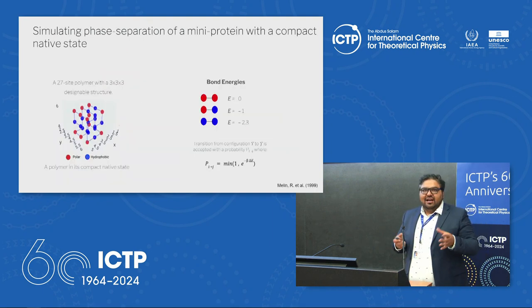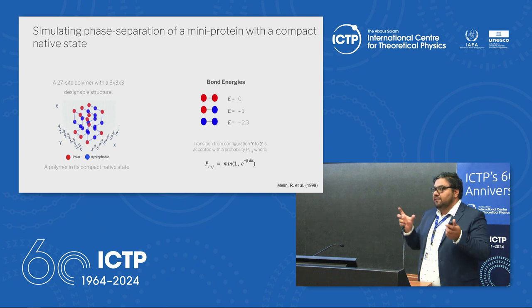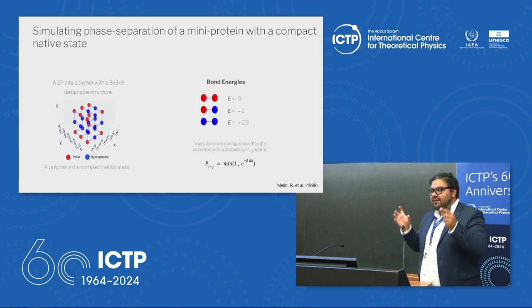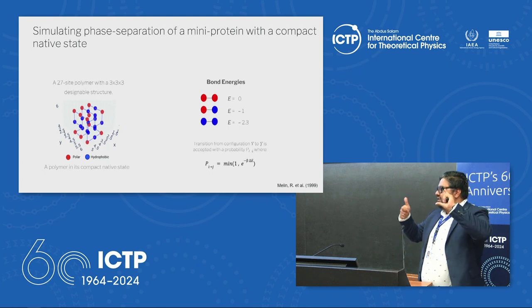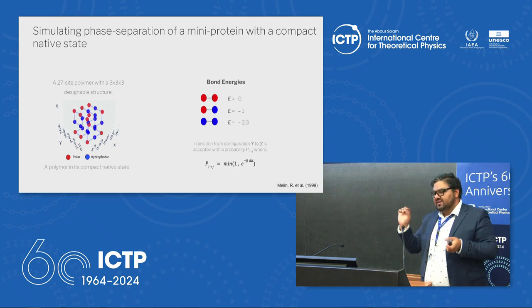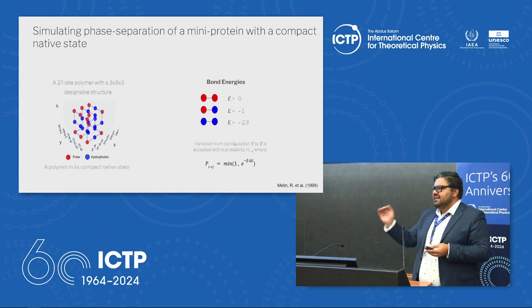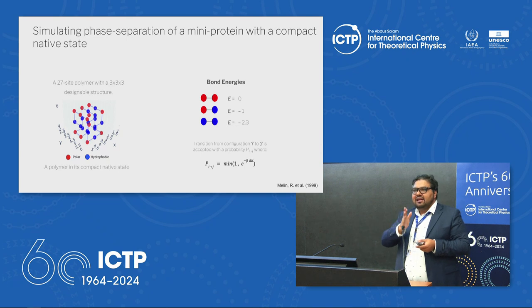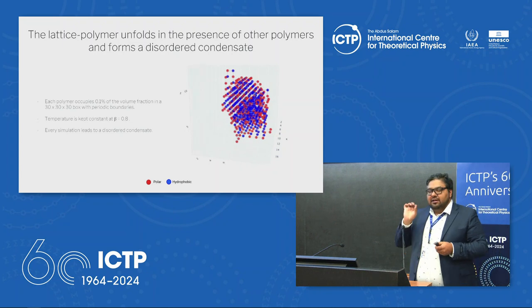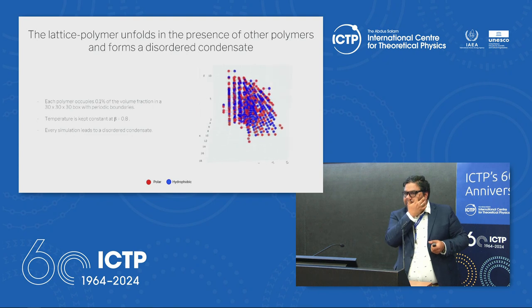And so the way we actually try and simulate a phase separation for a protein like this is we take a 27-site polymer and we fold it on a simple cubic lattice. It folds into a nice 3x3x3 cube. The sequence has been optimized for the lowest possible energy in this compact native state. We take simple bond energy, simple functions, and we have MCMC steps where you can accept each move or reject each move with the Metropolis-Hastings algorithm. And surprisingly, it does form a disordered condensate.